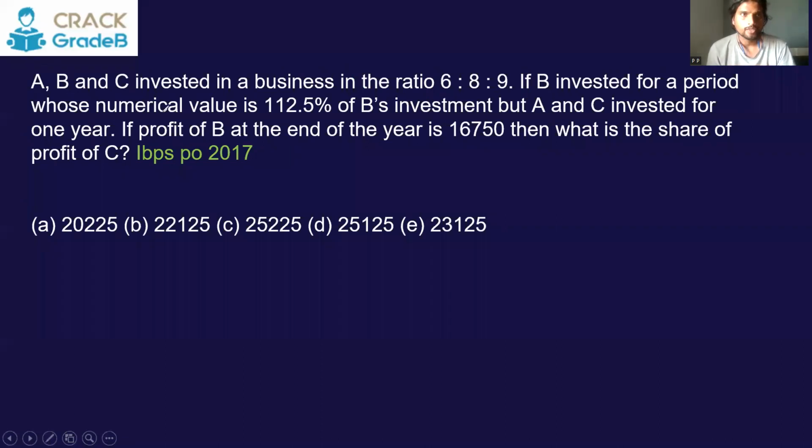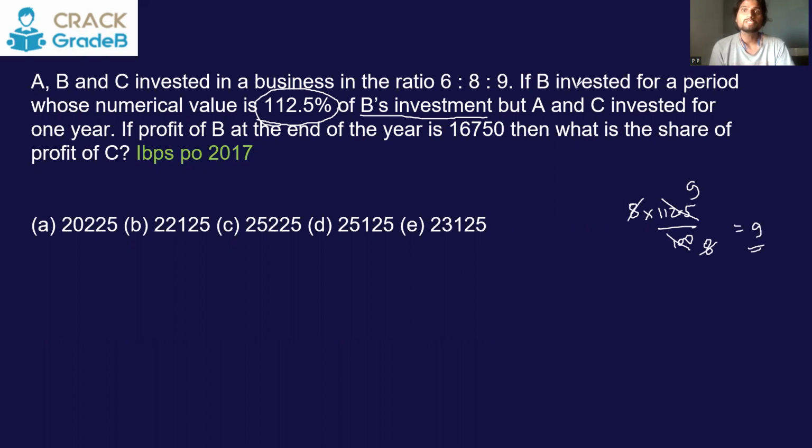Okay, let's see this. A, B, C invested in the business in the ratio 6 is to 8 is to 9. B invested for a period whose numerical value is 112.5% of B's investment. So B's investment is 8. 112.5% we have to calculate. So this is 12.5, 9 times. This is 8 times. 8 goes. So what remains is 9. That means B's duration is 9 months.